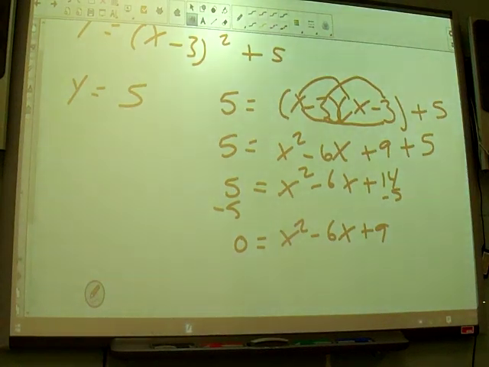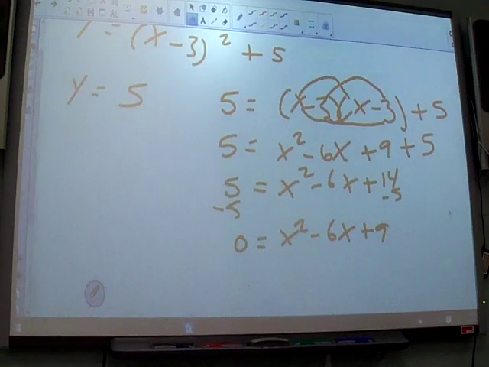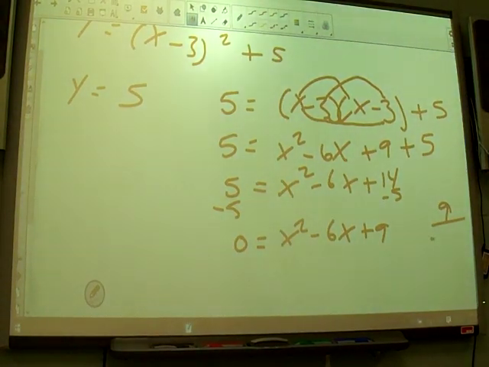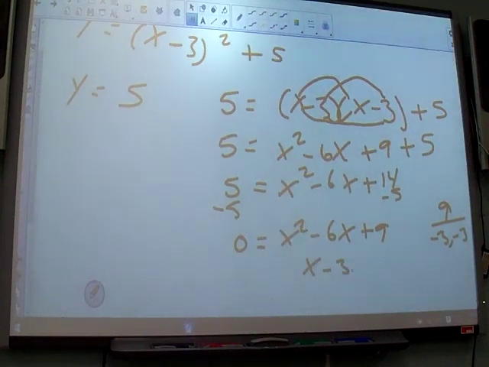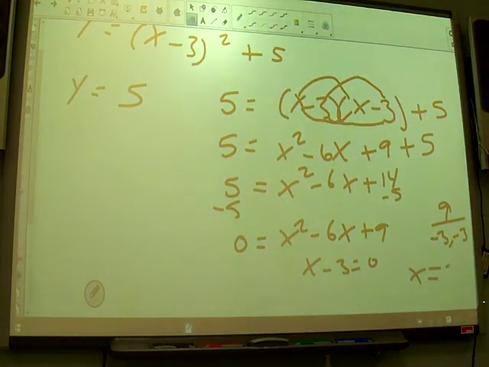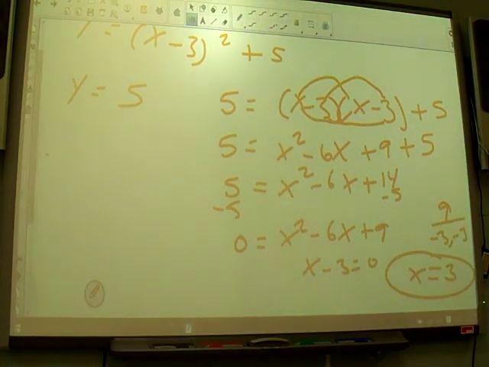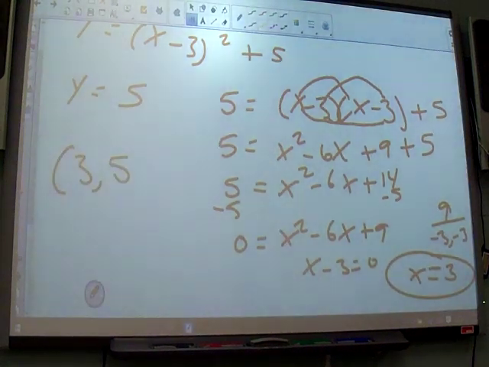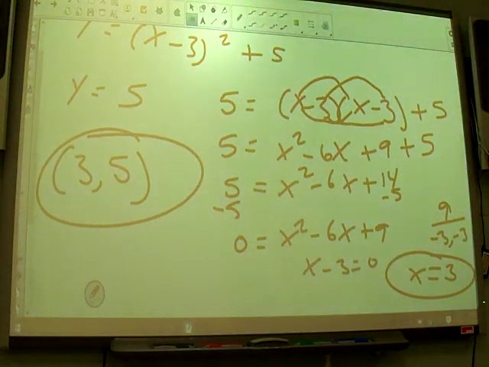Okay, so what we're looking at now is the quadratic formula or factoring. So what multiplies to make 9 but adds to make negative 6? Negative 3 and negative 3. So if x minus 3 equals 0, that means x equals 3. So our answer would be x equals 3 and y equals 5. Yes sir, just like that. That's easy. I like it a lot. We had a good day.